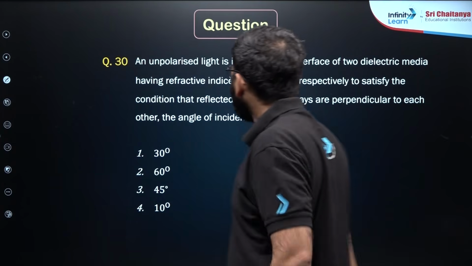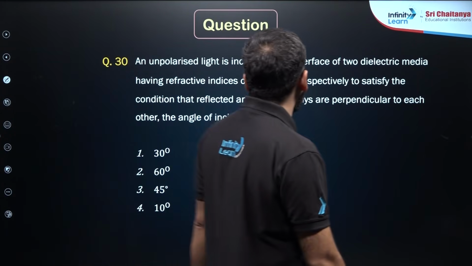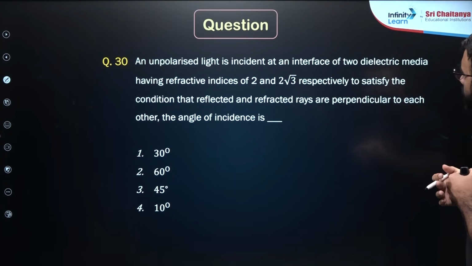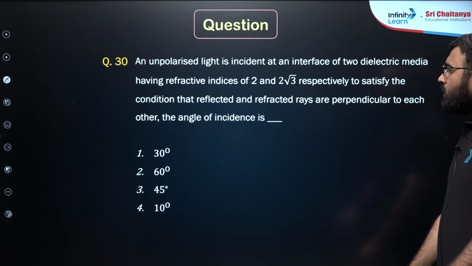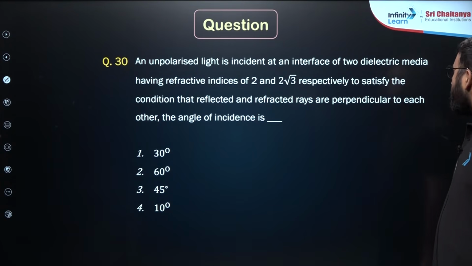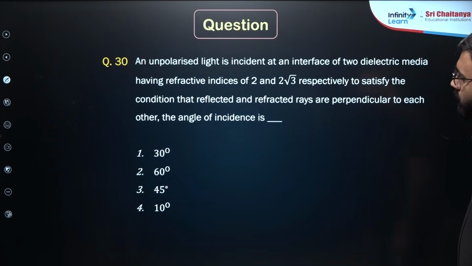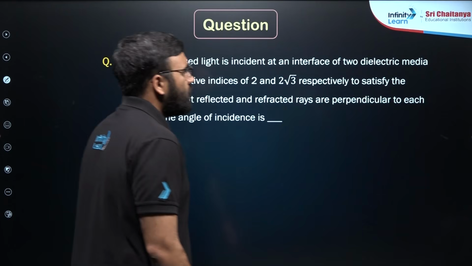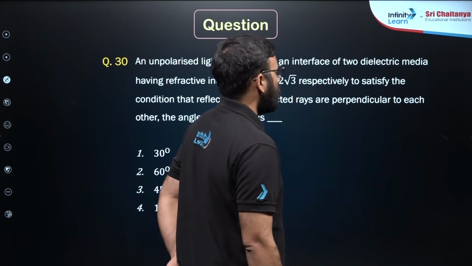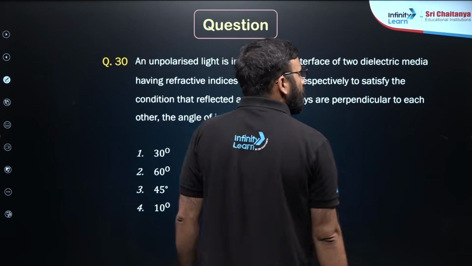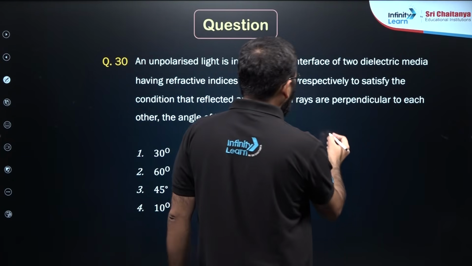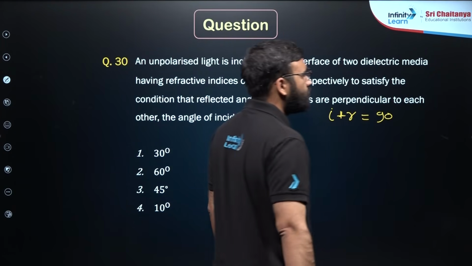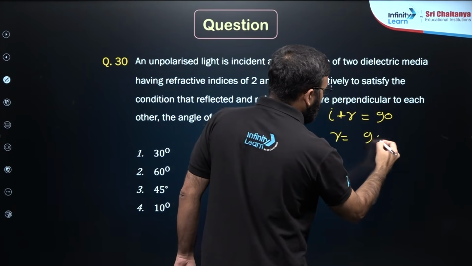Okay, next one. An unpolarized light is incident at an interface of two dielectric media having refractive indices 2 and √3 respectively. To satisfy the condition that the reflected and refracted rays are perpendicular to each other, the angle of incidence? Okay, they ask for the angle of incidence. That is a very easy question. What is my condition? Reflected and refracted rays are perpendicular, meaning I plus R equals 90, so R equals 90 minus I.